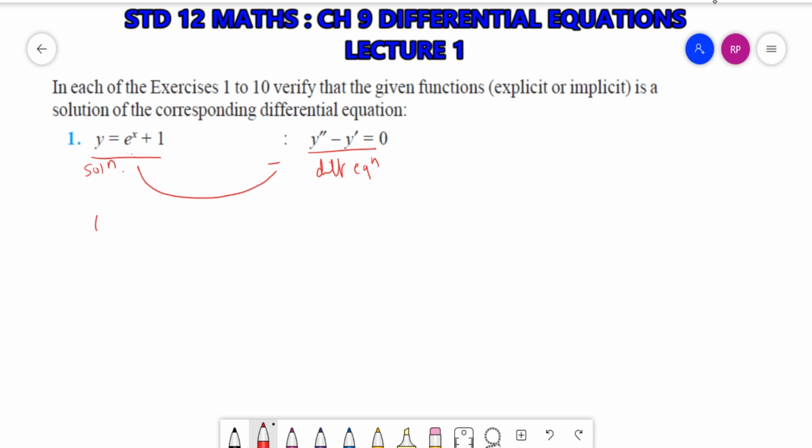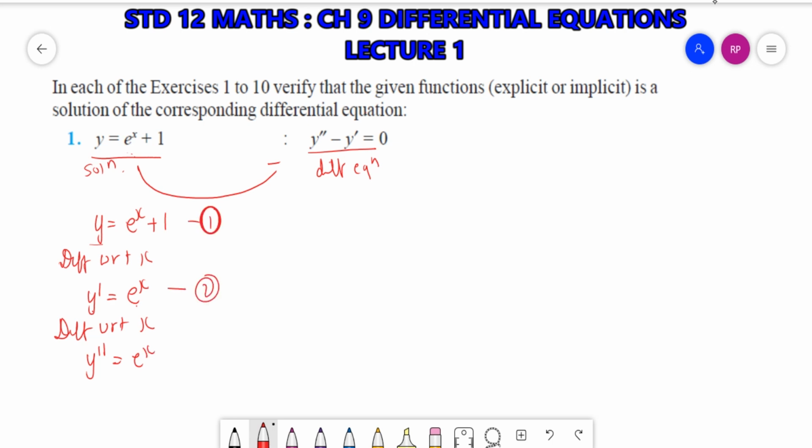What is the solution given? y equal to e raised to x plus 1. Differentiating with respect to x, y dash, the derivative of e raised to x is e raised to x, and the derivative of 1 is 0. Clear? Now again differentiate with respect to x, that is y double dash, the derivative of y dash, and the derivative of e raised to x is e raised to x. Let this be equation 1, and this equation 2.